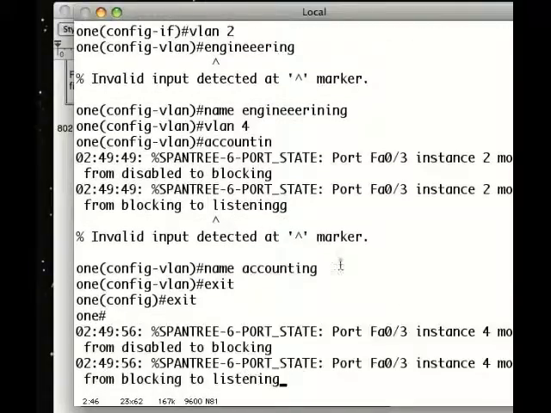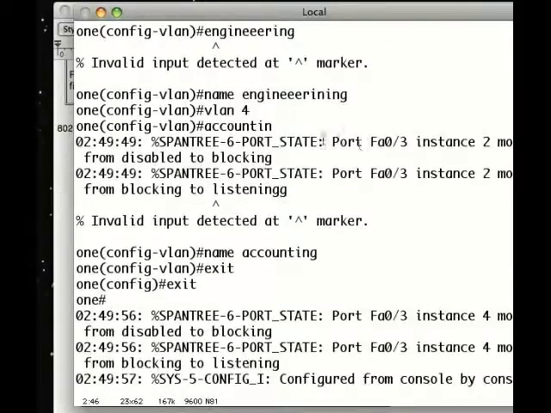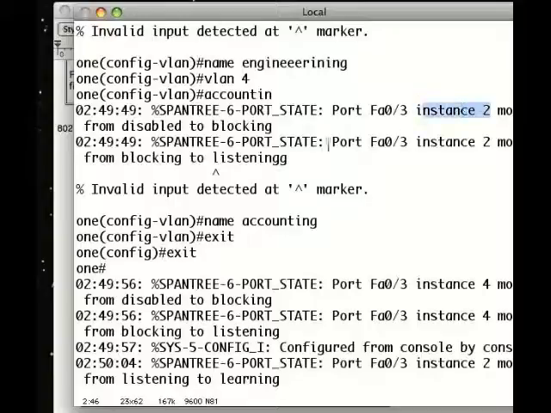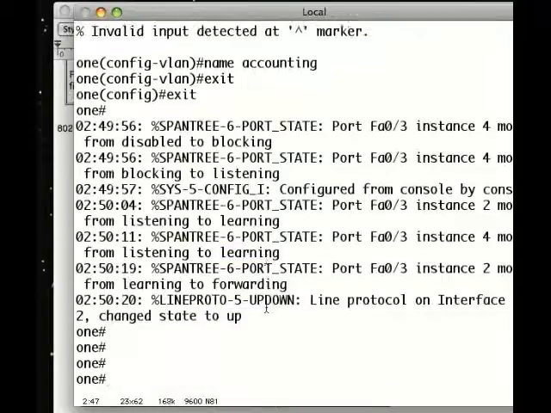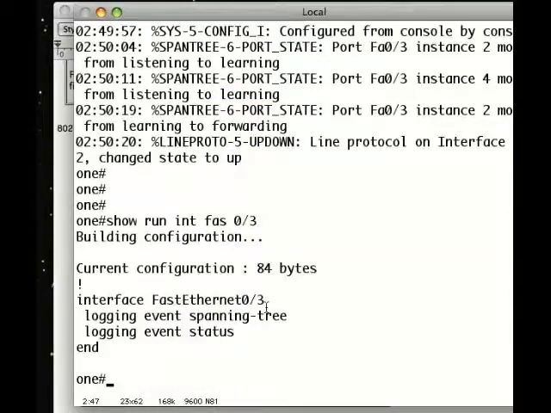And this is interesting. I still have my spanning tree stuff, and you can see that spanning tree is running per VLAN. So instance 2 of spanning tree for VLAN 2, once I created VLAN 2, then on fast Ethernet 0/3 it went from disable to blocking, and then from blocking to listening, and then listening to learning, and so on. And then show run int fast 0/3, show int trunk.